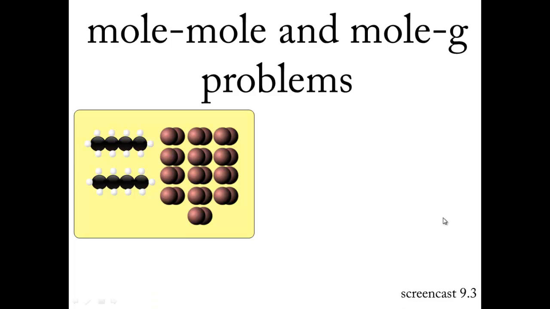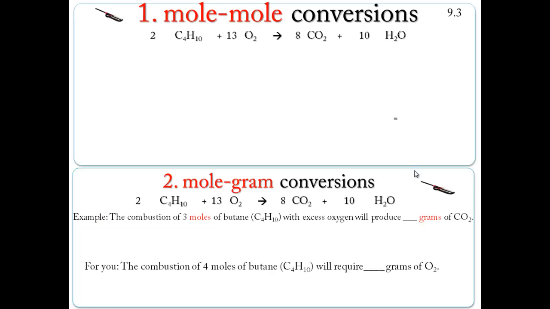Mole-to-mole and mole-to-gram problems. Have a calculator out and let's solve some of these stoichiometry problems. This is screencast 9.3. All of these problems relate to the burning of butane, where the balanced chemical equation tells us that 2 moles of butane react with 13 moles of oxygen to make 8 moles of carbon dioxide and 10 moles of water.